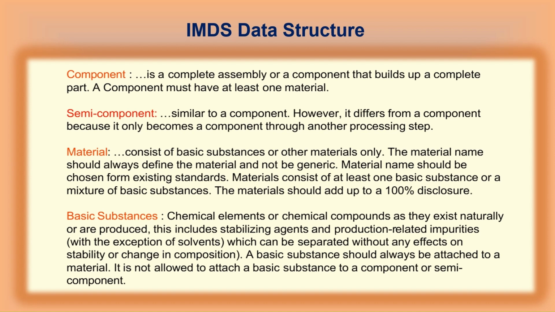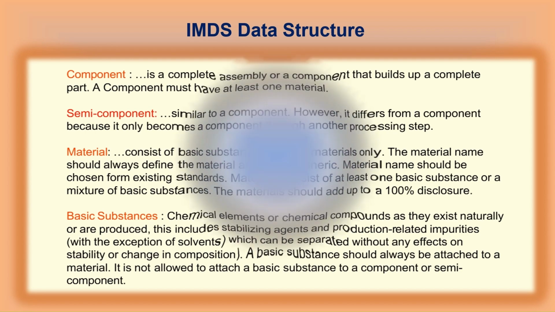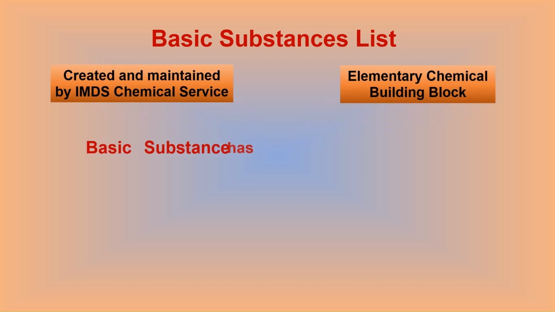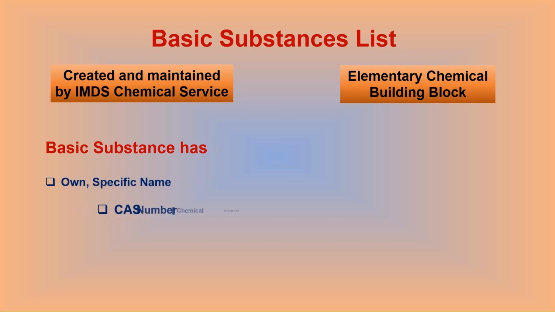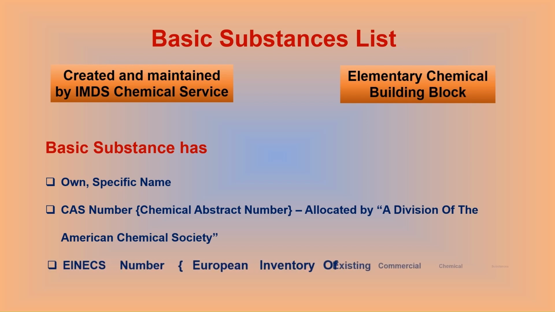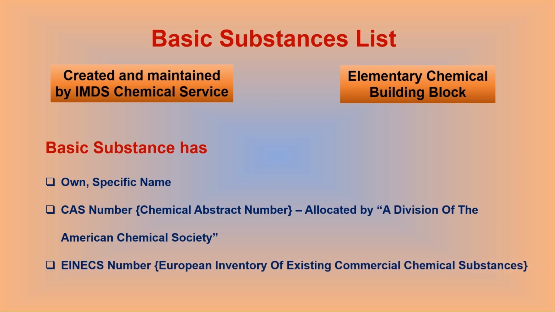Basic substances are chemical elements or compounds as they exist naturally or are produced. A basic substance should always be attached to a material. The basic substances list is created and maintained by the IMDS Chemical Service, or elementary chemical building block. A basic substance has: number 1, its own specific name; number 2, a CAS or Chemical Abstract number allocated by a division of the American Chemical Society; number 3, or an EINECS number, the European Inventory of Existing Commercial Chemical Substances number.